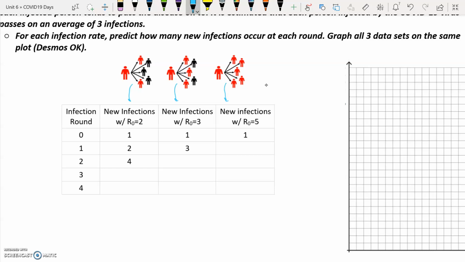So the diagrams really just show infection round 0, you get one infected person, and then the next infection round, which would mean the infections passed on by those newly infected people. And so you can see the first one person produces 2 new infections. Those 2 each produce 2 more, so you get 4 and so on.